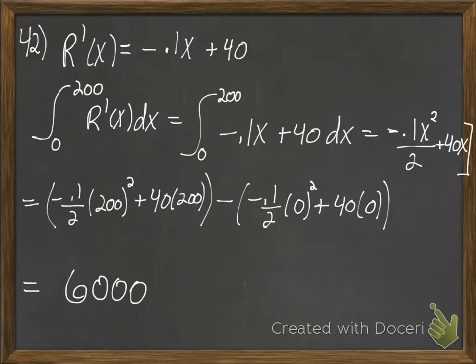Now, part B says find the additional revenue realized when production is increased from 200 to 300. So we want to know not the total revenue for 300, just how much more they got when they went from 200 up to 300. Part B just wants to know how it changed as we went from 200 to 300.